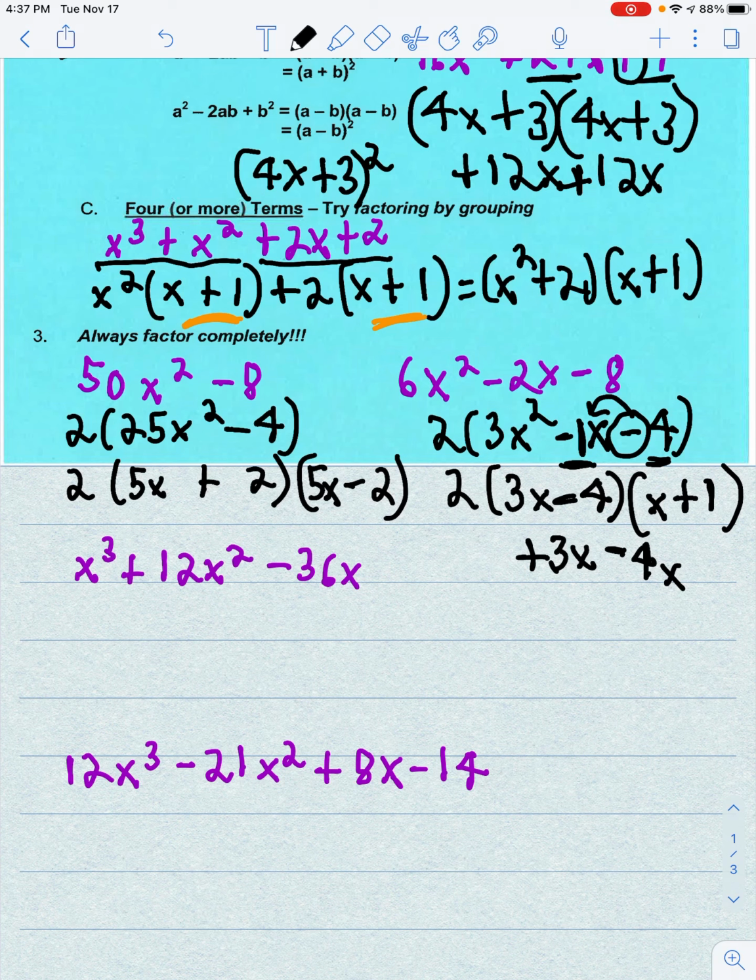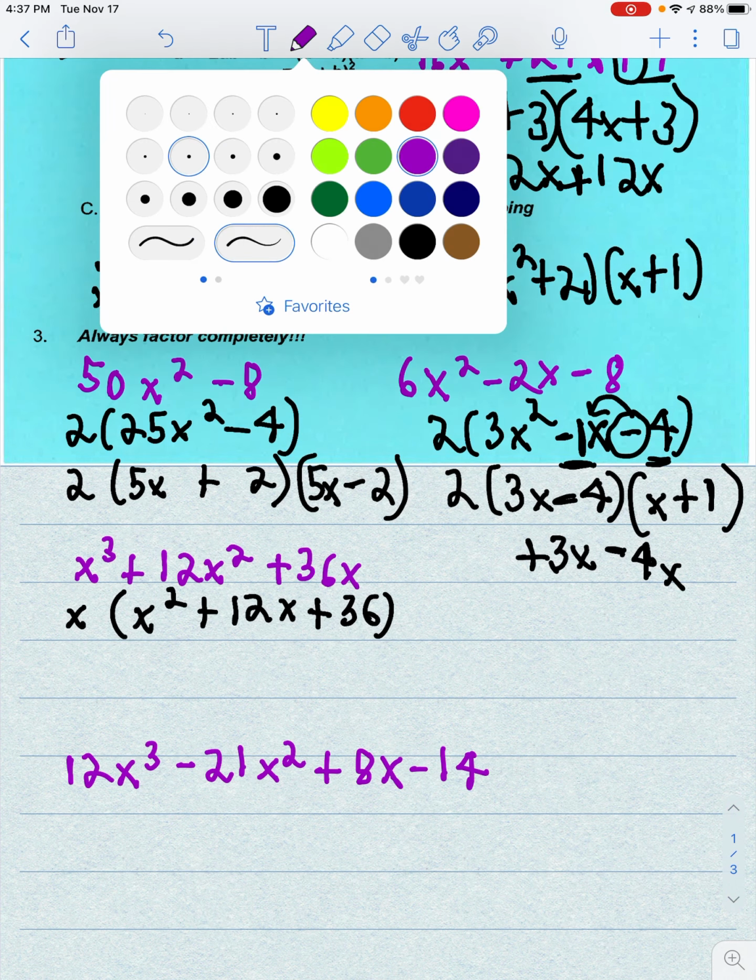Let's try this next one. I can see all 3 terms have a common factor of x. That leaves me with x squared plus 12x plus 36. Again, I had a copy error, so let me put that as plus.